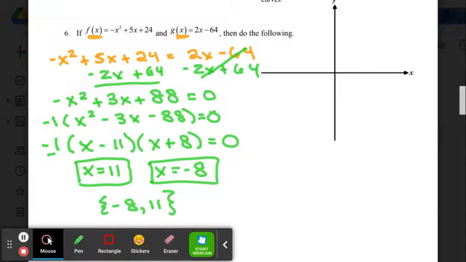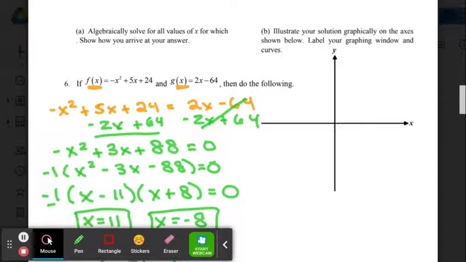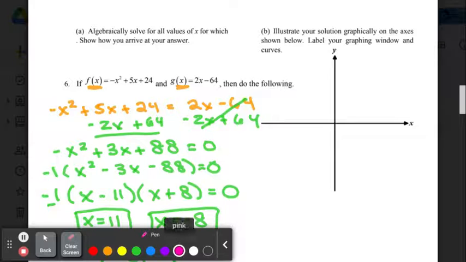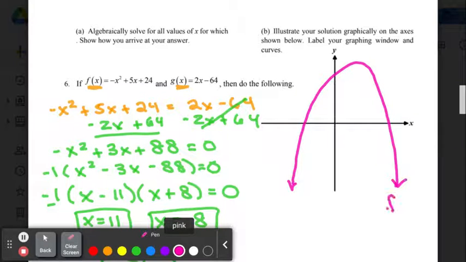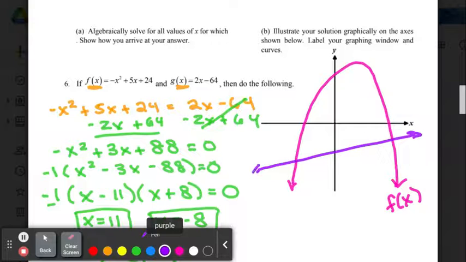And now part B, we are asked to graph this. So what would happen is the first graph, our parabola, would look like this. And I'm going to label that f of x. And my second line would look like that. And I'm going to label that g of x. You could put the entire equation if you want, but I don't really feel like it.